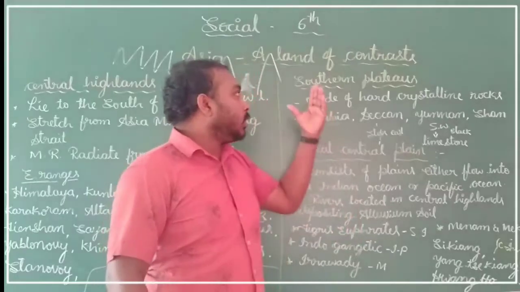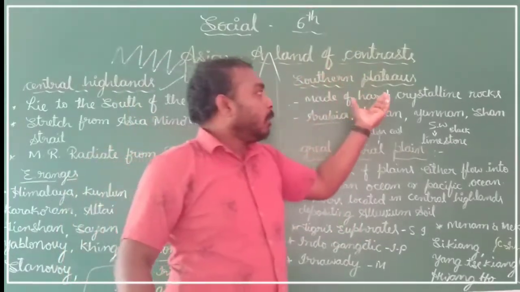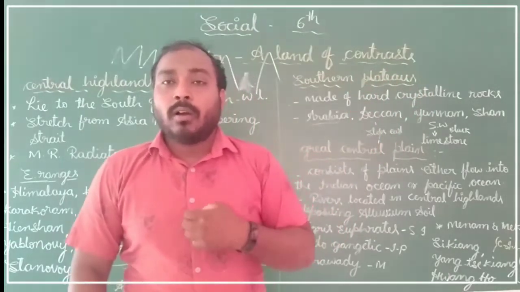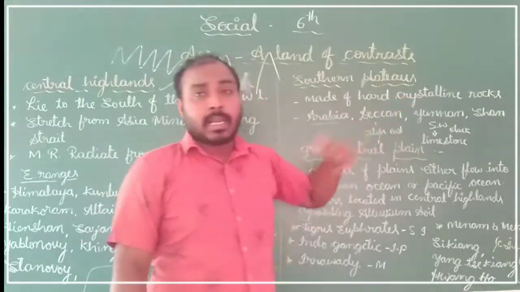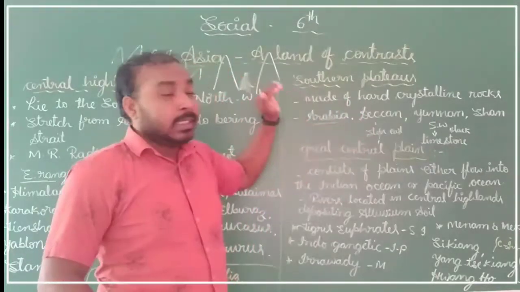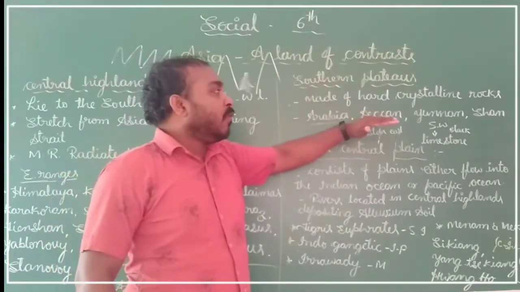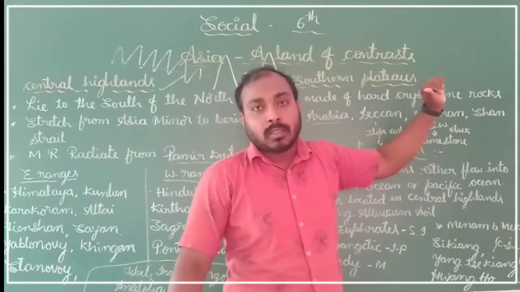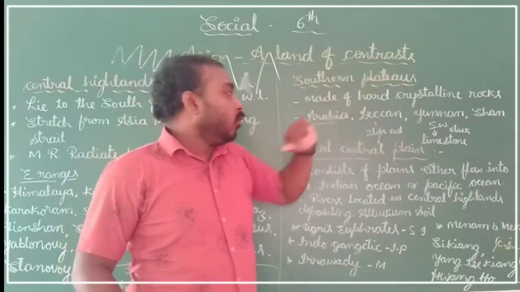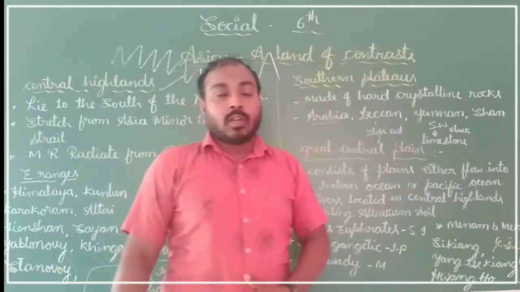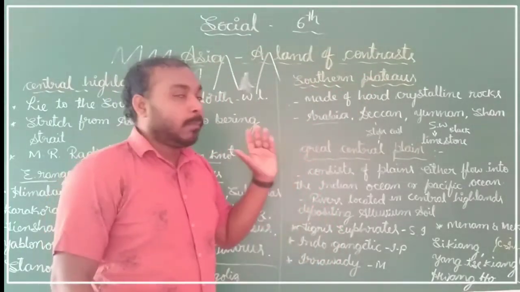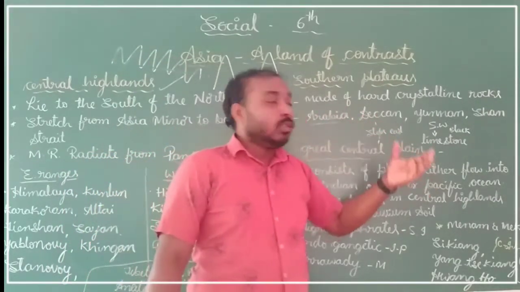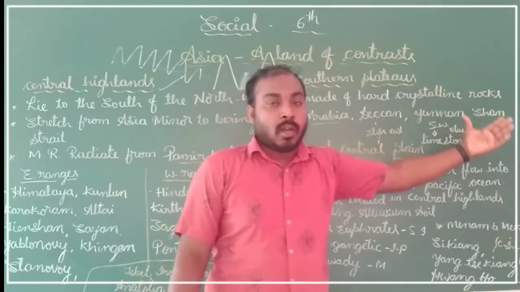Next, the third one: the southern plateaus. The meaning of plateau is tableland or elevated land. These southern plateaus are made up of crystalline rocks, old rocks. The important plateaus of the Asian continent are the Arabian Plateau, the Deccan Plateau, the Indochina Plateau, and the Shan Plateau.